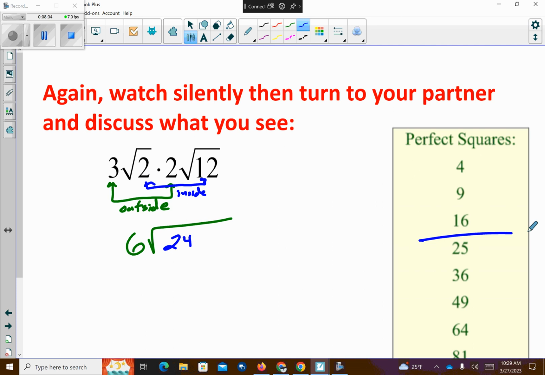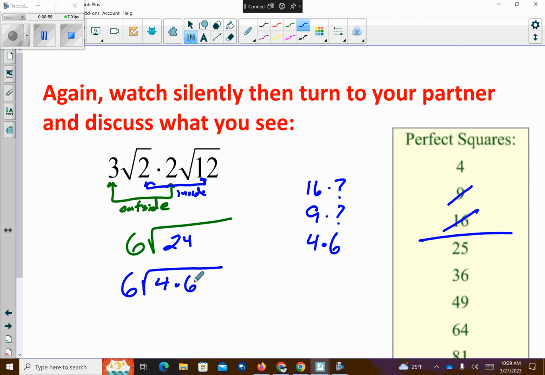So 24 falls somewhere in here. So let's go through our routine. Can I go 16 times a number to get 24? No. Can I go 9 times a number to get me 24? No. Can I go 4 times a number? What's the number? 4 times 6. So I'm going to break this down. The original 6, the outside 6, is going to hang out there. And it's going to come along with 4 times 6 right here. Okay? What is the square root of 4? 2. So a 2 is joining the 6 outside now.